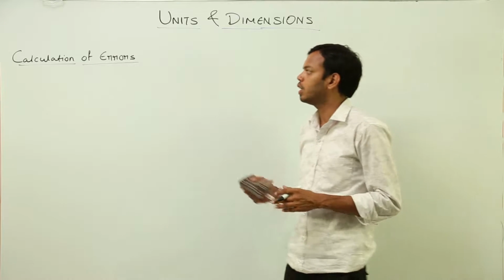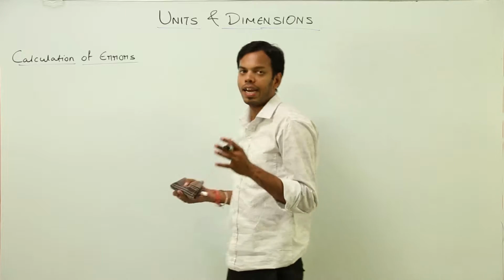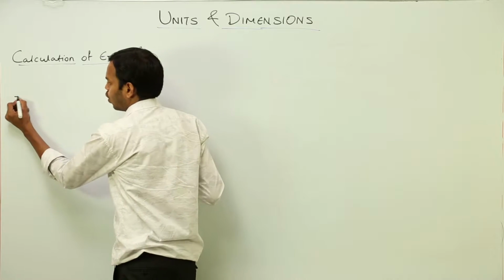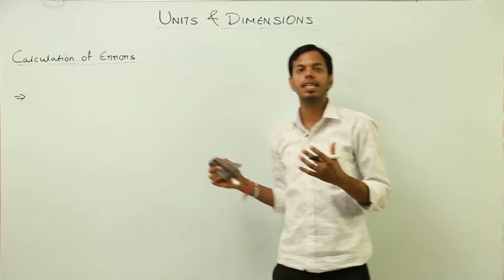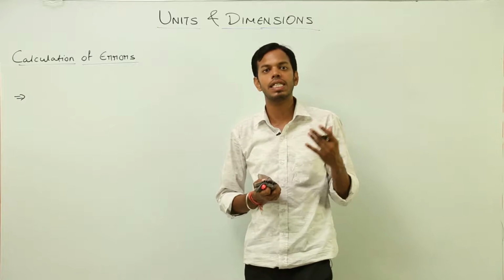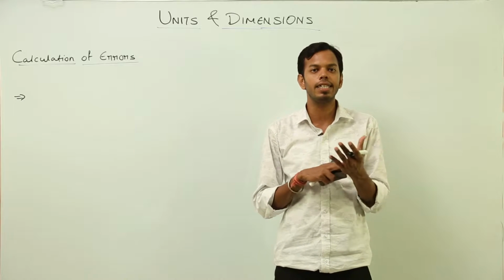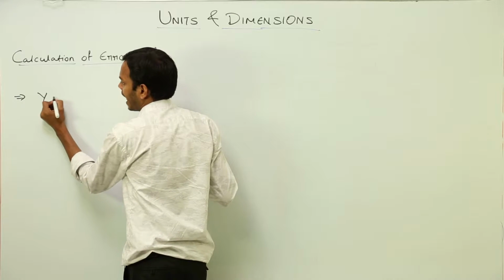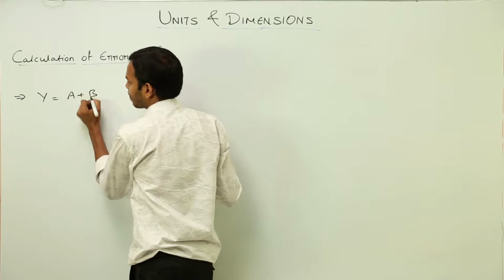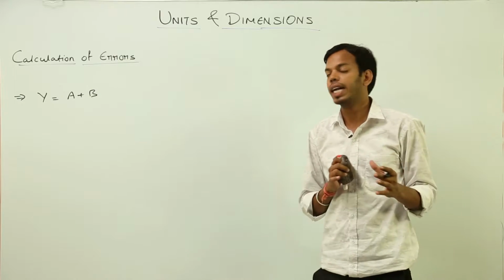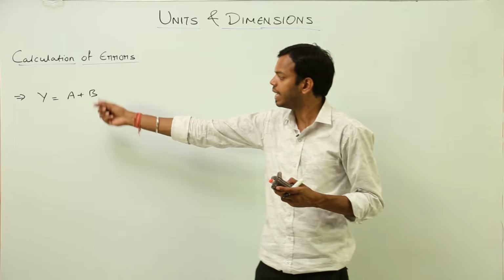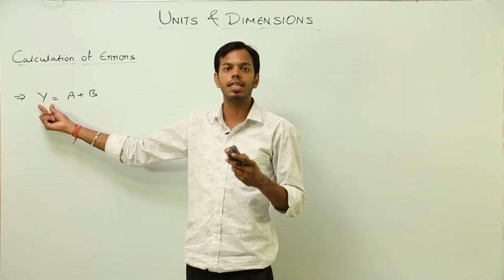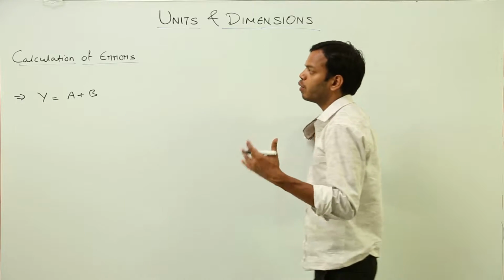Now we are going to do the calculation of errors, like we are actually talking about algebra of errors. We want to know how much error will be there in the result if there are errors present in individual quantities which are to be added, subtracted, multiplied or divided. Suppose we have an equation y is equal to a plus b, and we already know that a has some individual error, b itself contains some individual error, and we want to know what would be the final error in the answer of y. So for that we are doing the calculation of errors.